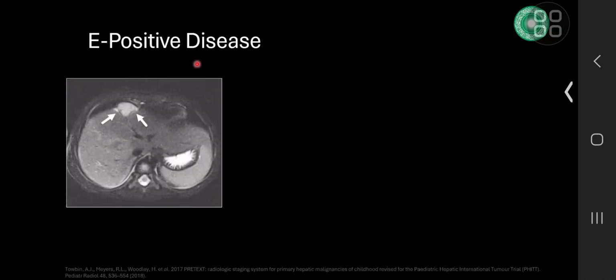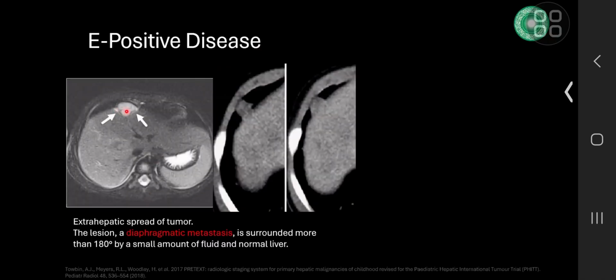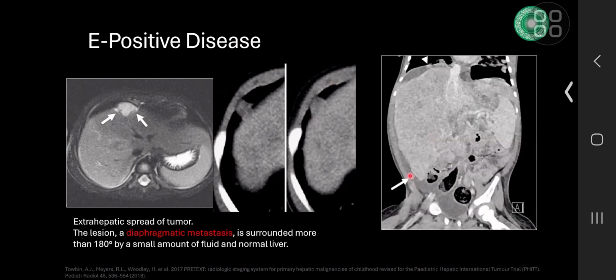E positive disease is when there is extrahepatic spread of tumor. So this lesion was a diaphragmatic metastasis. You can see that there is a clear plane between the lesion and the liver, and there is a small streak of fluid also present between the lesion and the liver, and therefore you can easily distinguish the two. In this case as well, there was a diaphragmatic metastasis, and this was a lesion that was separable from the liver, and this was an E positive disease. Peritoneal tumors and nodules can also constitute E positive disease, and this should be documented as well.